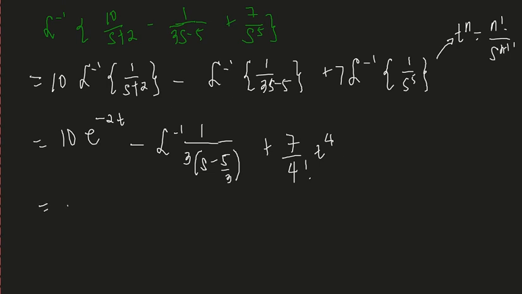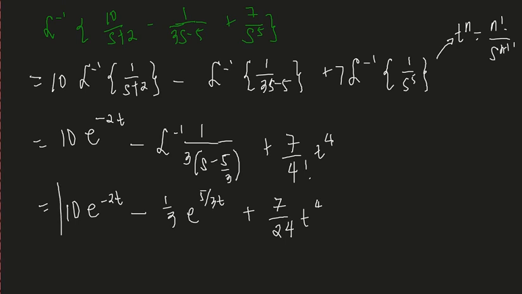So this is equal to 10 e raised to negative 2t minus, so I can take out the 1/3, so we have 1/3, then automatically s minus 5 over 3, so that is automatically e raised to 5 all over 3 t, plus 7 all over 4 factorial, or 7 all over 24 t raised to 4. So automatic, this will now be our final answer.